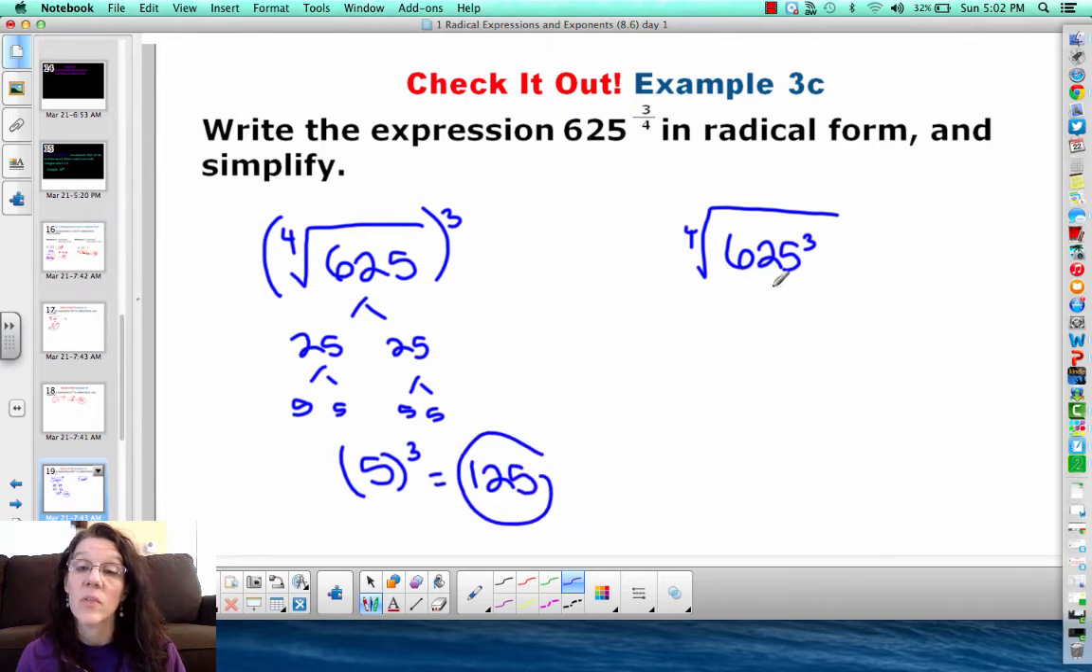Now, if you did this one, if you took 625 to the 3rd power, you would get a number, and then if you took the 4th root of it, that 4th root of that number would be 125. Let's try another one.